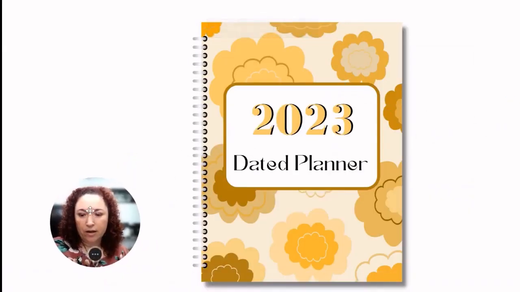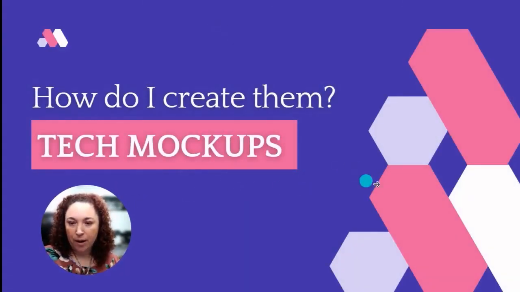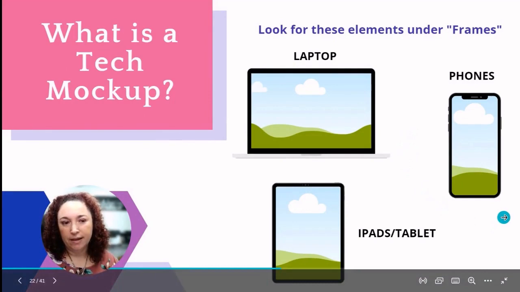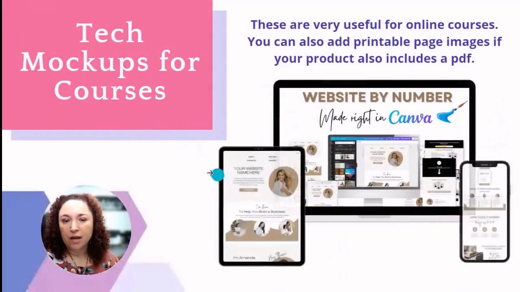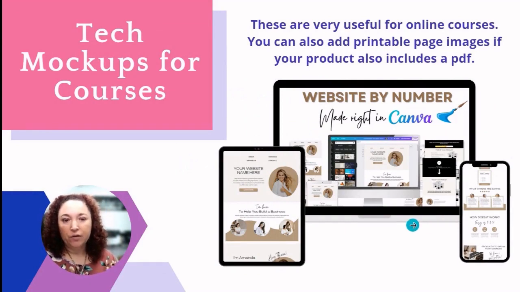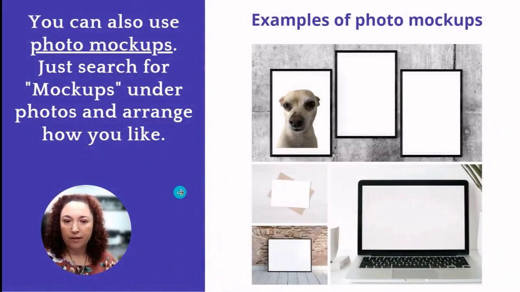All right, so we've got our spiral notebook, which is, sometimes you want to have that option to show it that way. So now we're going to look at how to create tech mockups. Tech mockups are for when you want to show laptops, phones, iPads, tablets, things like that. And a lot of times this is useful for when you have a course and you want to display it. So these are some mockups I made. You can also add printable page images if your product also includes a PDF. So it really just depends on what you need it for. But just something that you can think about.